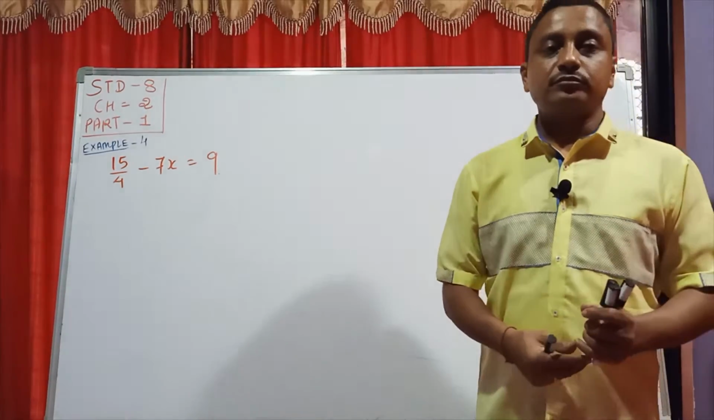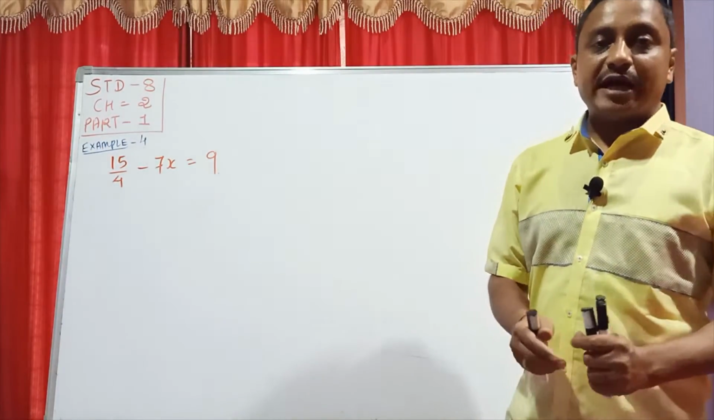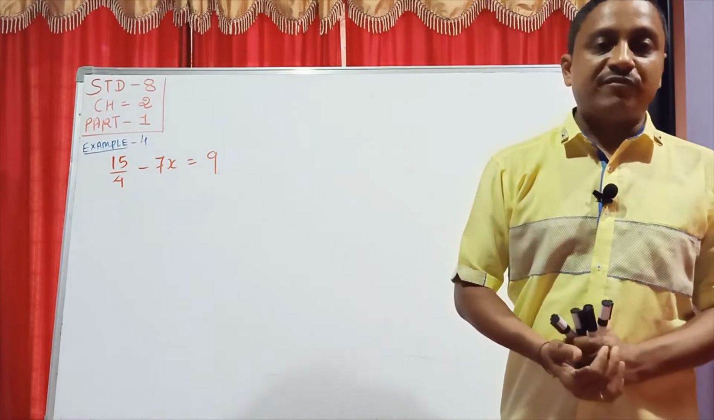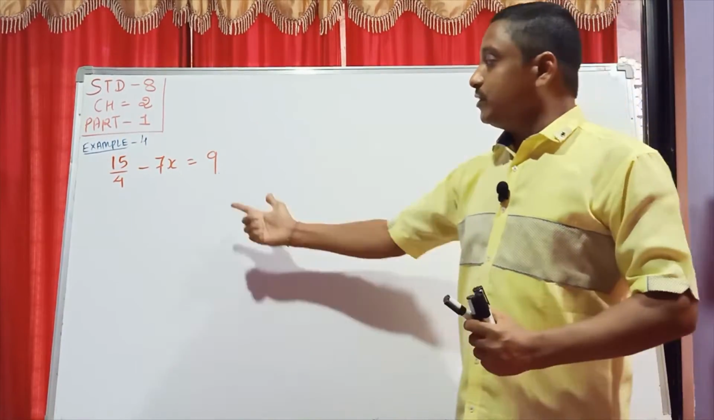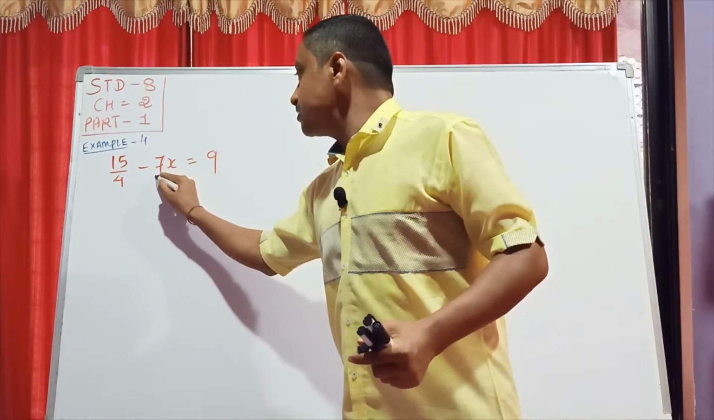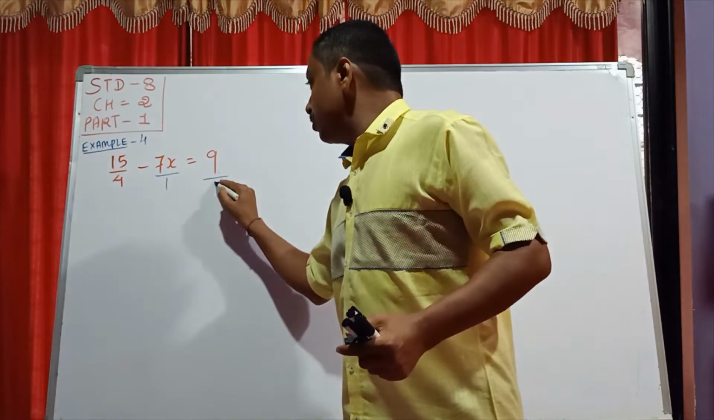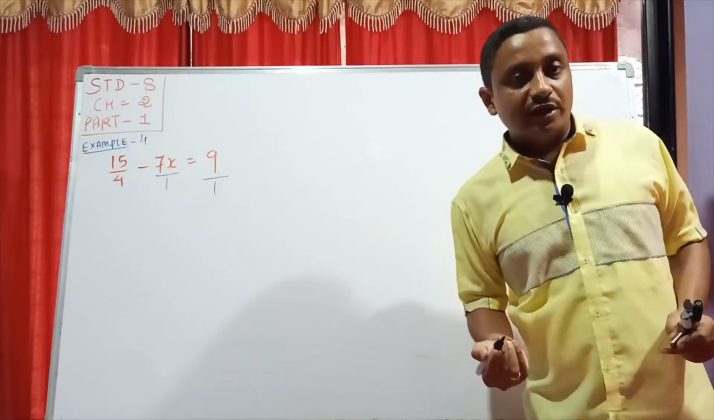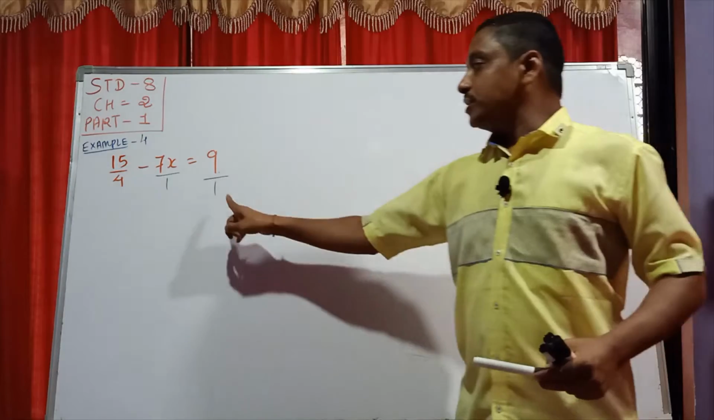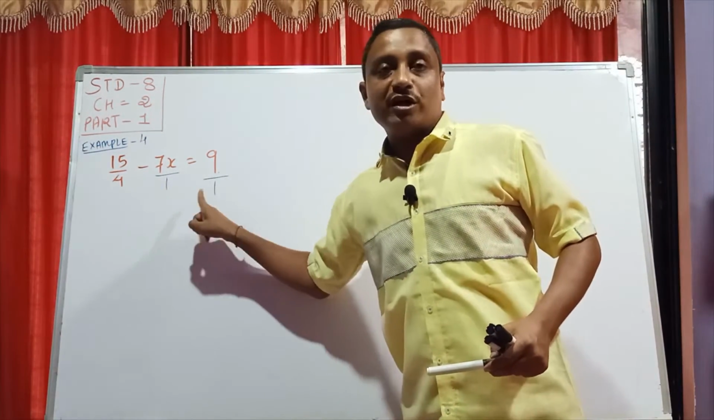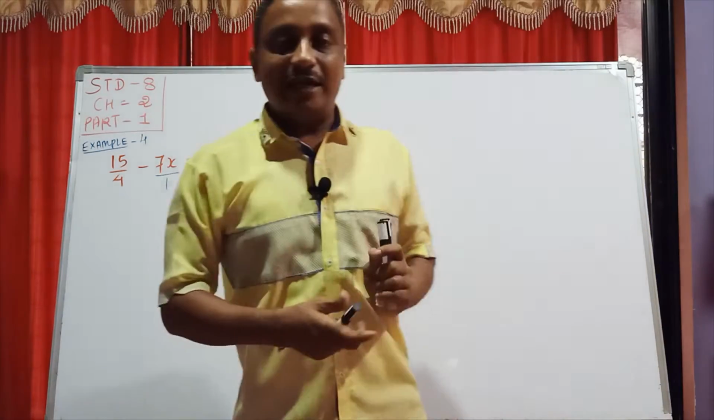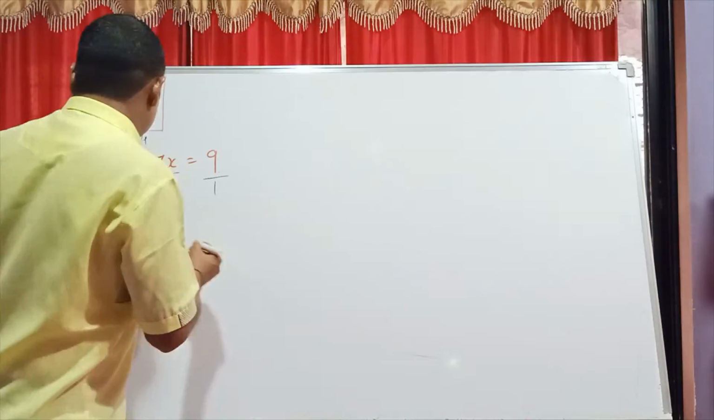Okay, done. Now students, I go to example number 4. Your question is 15 by 4 minus 7x is equal to 9. Students, this sum is also the same, with fractions. If the denominator is not given, then you write it as 1. Now check, what is the LCM of 4, 1 and 1? Yes, LCM is 4.